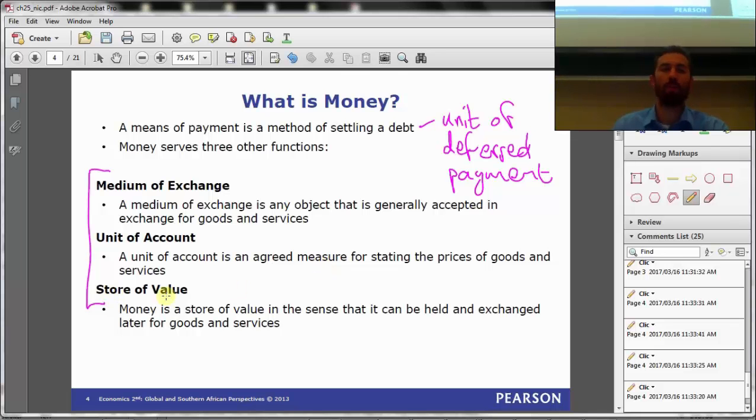And it's also a store of value. In other words, what I've described already, the fact that I can get paid money today and only use it to purchase goods and services 3 months down the line means that my money is storing value for me. I exchange my labor today for money, but I don't spend that money today. I have stored the value of my labor from today, and I can use it in 3 months' time.